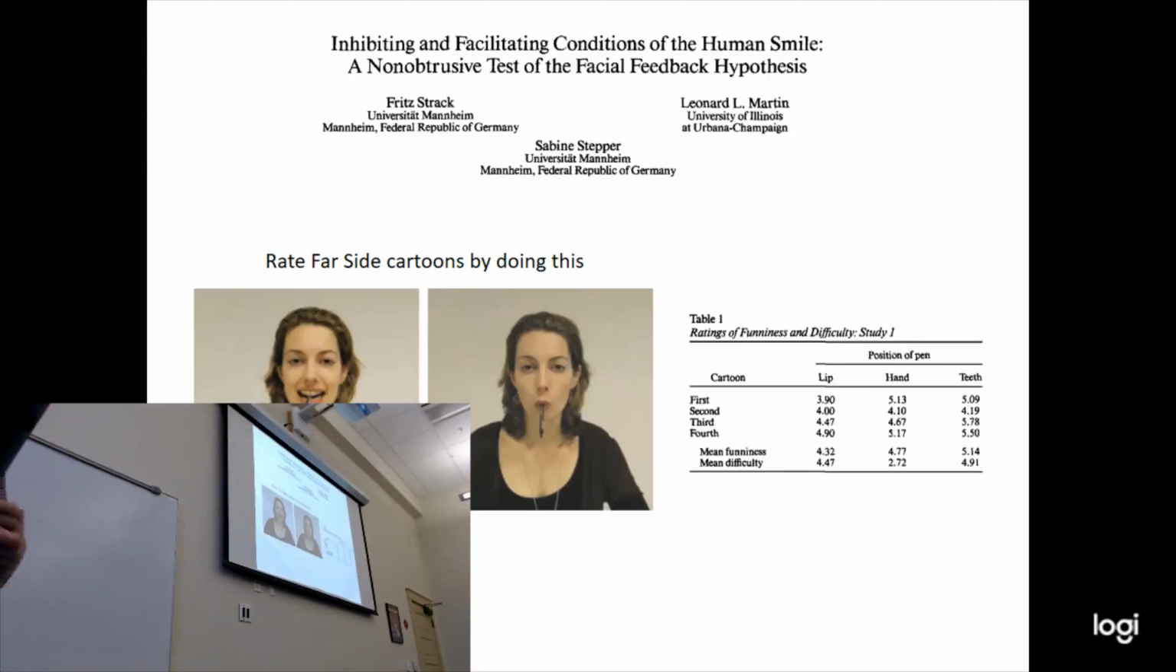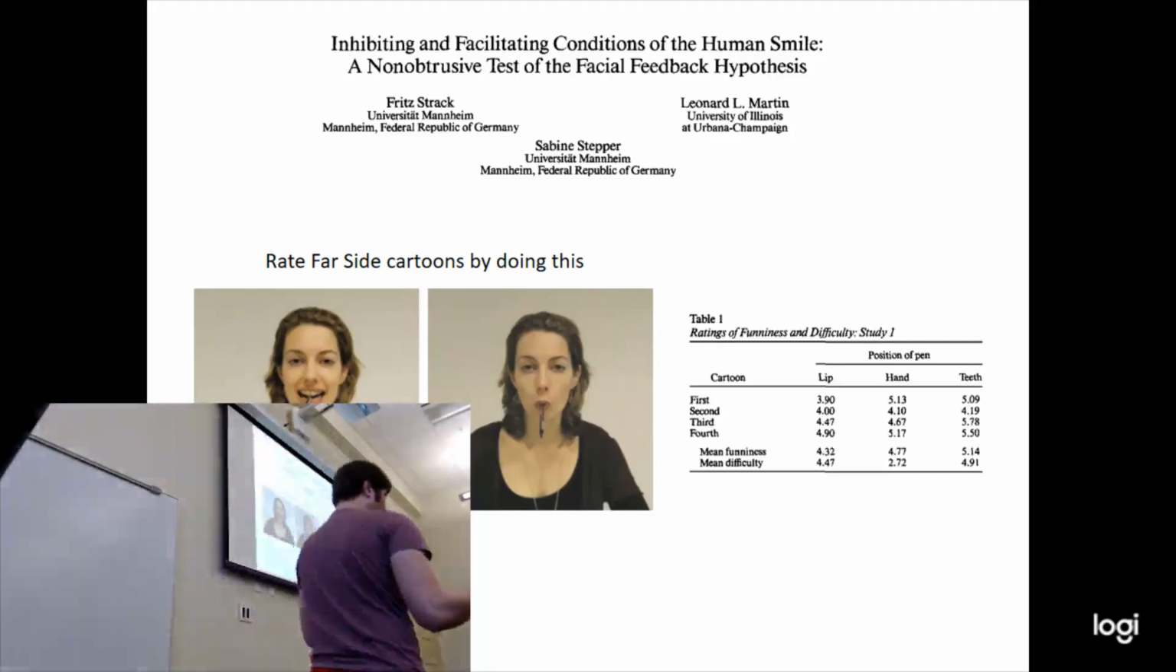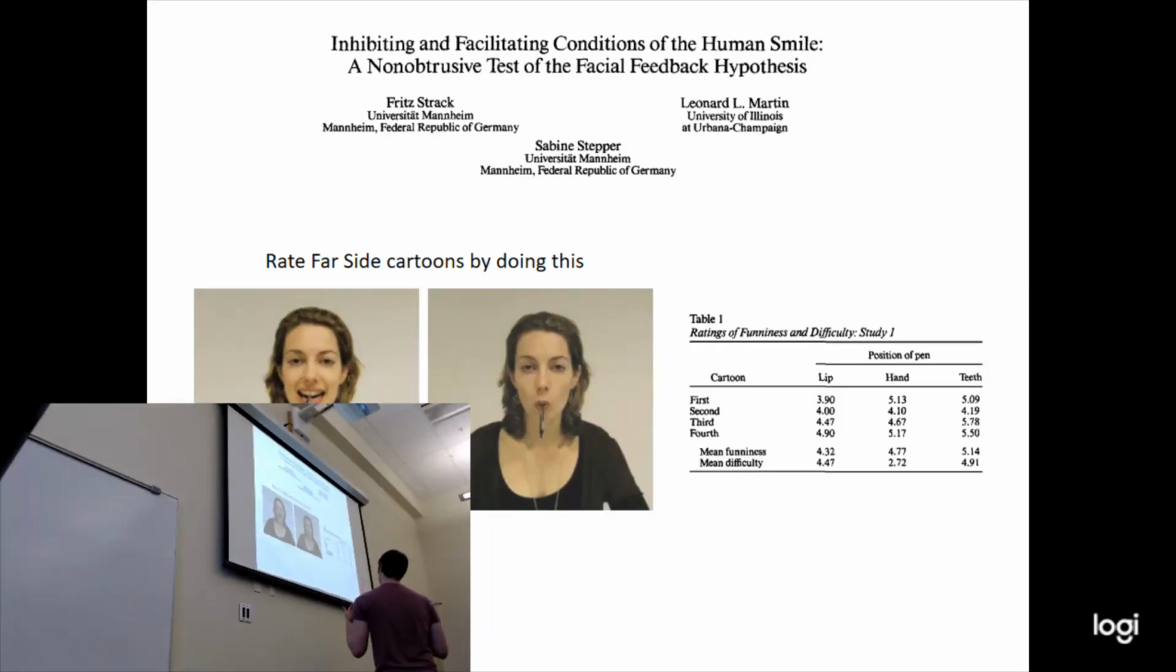In this first paper, they found data that looked kind of like this. Generally, it seemed like the participants who rated the cartoons with that smiling expression thought the cartoons were funnier than when they had this pouting expression.